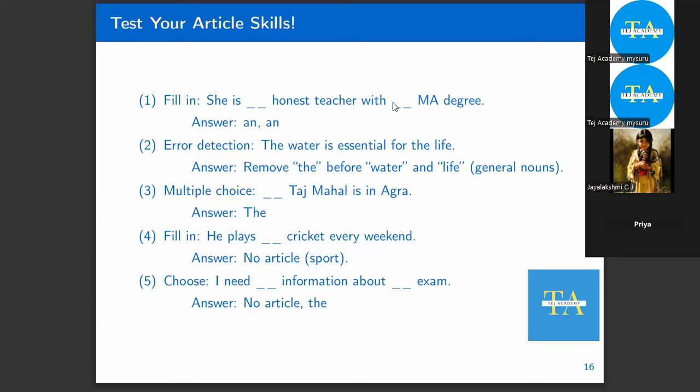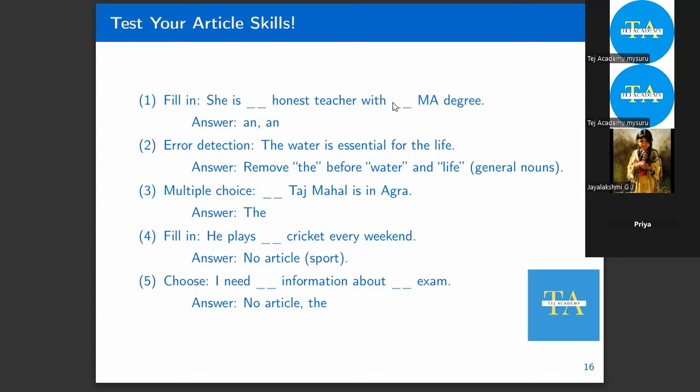So we have to remove the before water and life as well, because they are general nouns. First thing is that, it is a general statement. It's a universal truth that everyone knows. What is essential for life? Anyone can say that. So there's no necessity of adding an article here. And as I told you in the very beginning, in front of unique nouns we have to use the. Instead of saying Taj Mahal is in Agra, you can say the Taj Mahal is in Agra. The Red Fort is in Delhi, not in the Delhi. It's in Delhi.